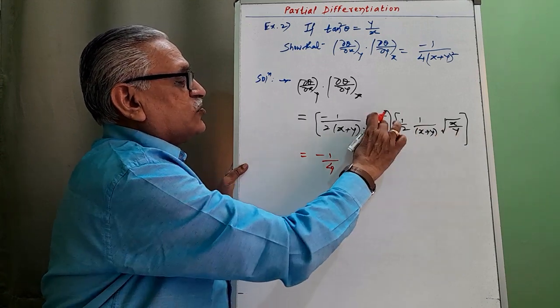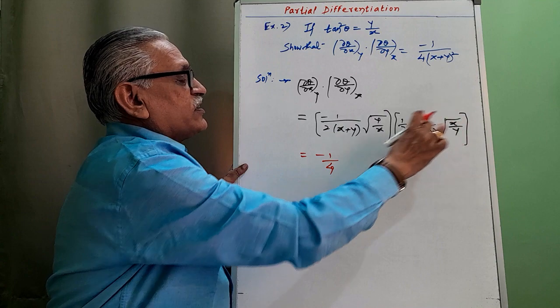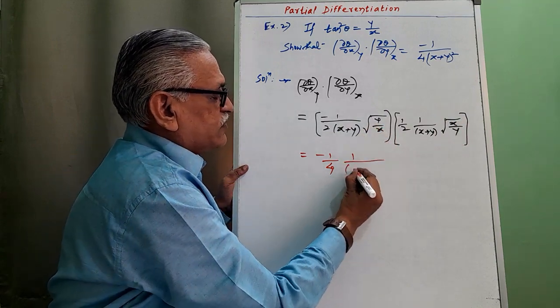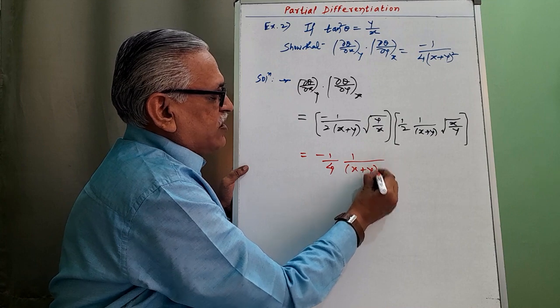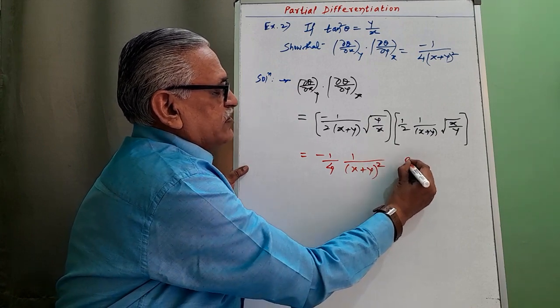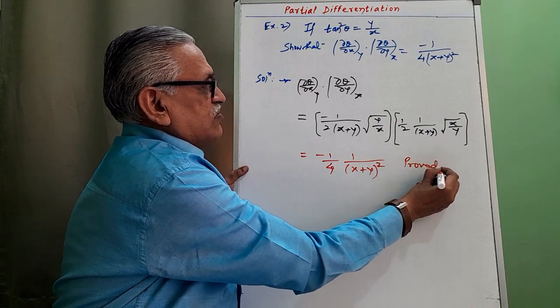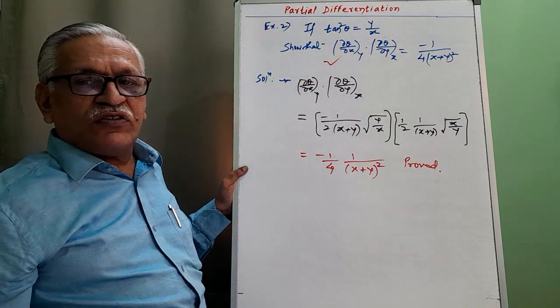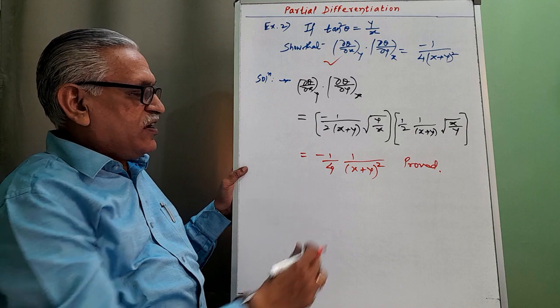Root y cancels with this root y, root x cancels with the root x. 1 upon x plus y into x plus y, we get x plus y whole square. Hence the result is proved. That value is minus 1 upon 4 times x plus y whole square.